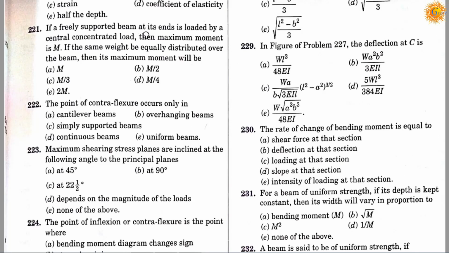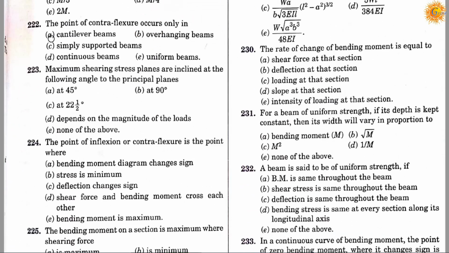Question number 221. If a freely supported beam at its ends is loaded by a central concentrated load, then maximum moment is capital M. If the same weight be equally distributed over the beam, then its maximum moment will be, option A is capital M, option B is M by 2, and option C is M by 3, and option D is M by 4, and option E is 2M. Correct answer is B. It will be M by 2.